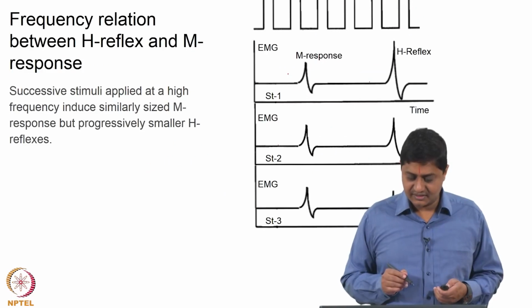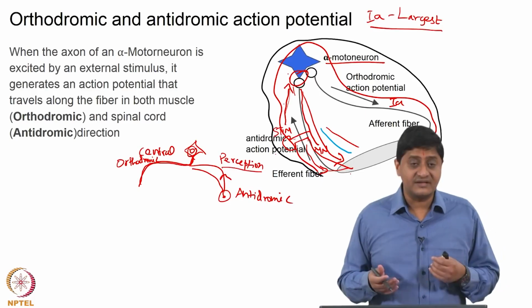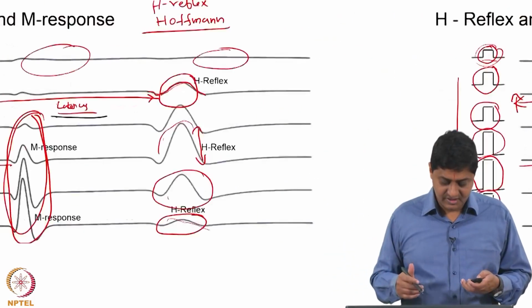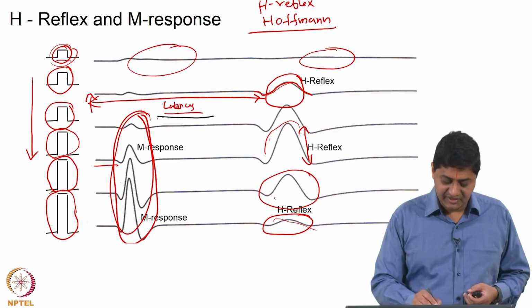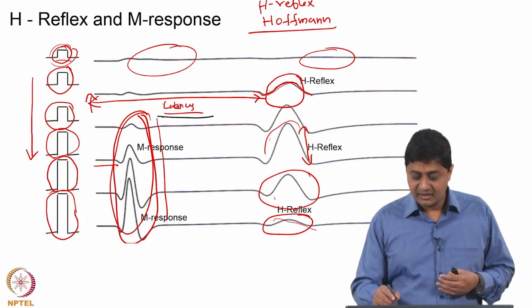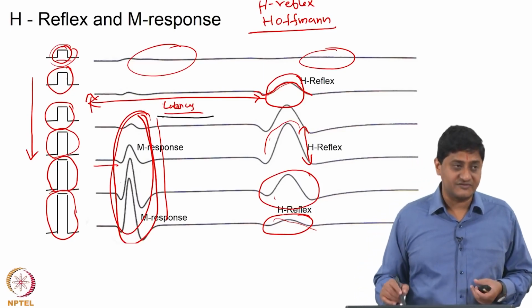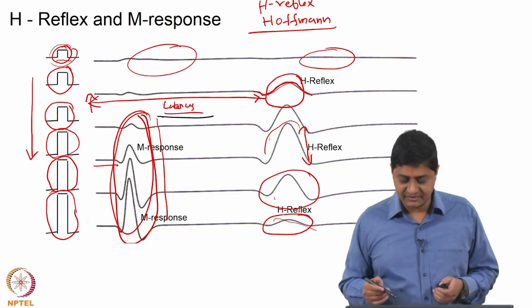One is the relationship between the size of the stimulus and the size of the H reflex. There isn't a monotonic response, as you see here. Here I keep increasing the stimulus, the response size increases, a relatively monotonic response. Here it first increases and then decreases, a non-monotonic response of the H reflex amplitude. This is the other thing that we need to see.